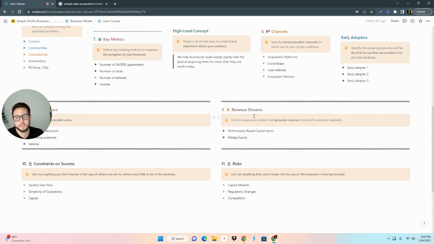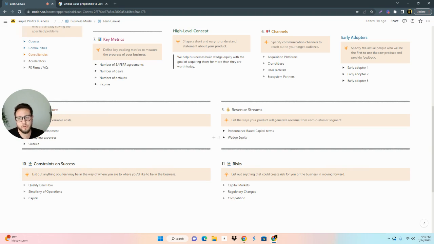In our situation, we make money by getting the terms from performance-based capital. So by providing our advisory services to build the wedge equity for our clients, we make a small investment in the company and then we get paid back from a percentage of the revenue over time. And that's how we get paid cash flow. So that's one way that we make money from a cash flow perspective.